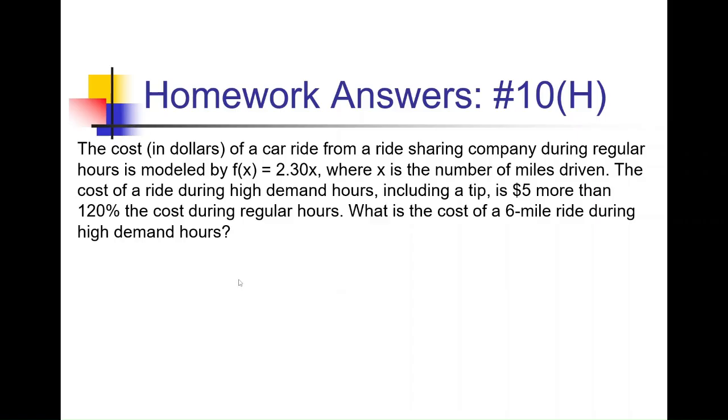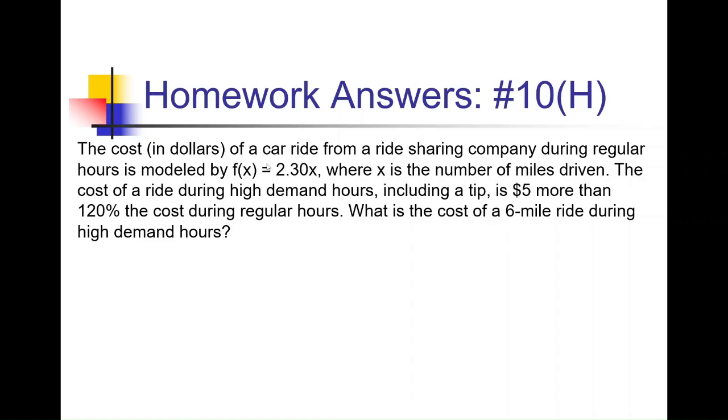For this problem, we have a big word problem here. The cost of a car ride from a ride-sharing company during regular hours is modeled by this f of x function, 2.3 times x, and that's the number of miles driven. So the more miles you drive, the more it costs. The cost of a ride during high demand hours, including a tip, is going to be 5 more than 120% the cost during regular hours. So we have this little bump up here because of the high demand, and this tip is going to give us another 5. So based on that, we want the cost of a 6-mile ride during the high demand hours.